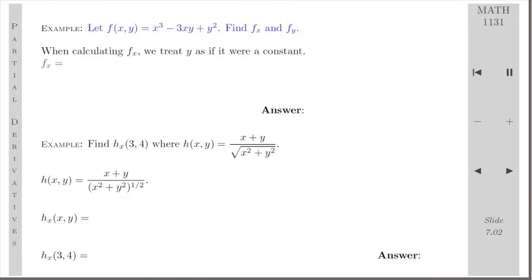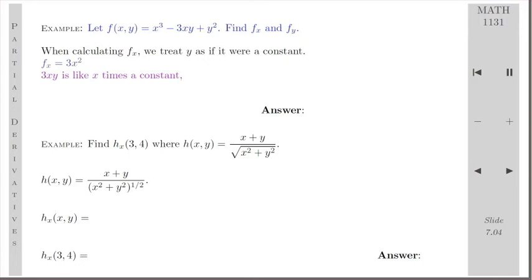Since I have a sum of terms, I go term by term. The first term is x cubed. If x is the variable, the derivative of x cubed is 3x squared. The second term, I have both x and y. I think of it as x times 3y. Or if you include the negative, you think of it as x times negative 3y.